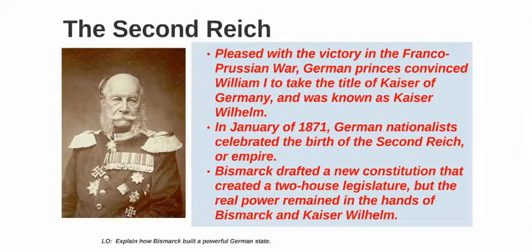And this leads us to the formation of the Second Reich. Pleased with the victory in the Franco-Prussian War, German princes convinced William I to take the title of Kaiser of Germany, and he was known as Kaiser Wilhelm. In January of 1871, German nationalists celebrated the birth of the Second Reich, or Empire. Bismarck drafted a new constitution that created a 2-house legislature, but the real power remained in the hands of Bismarck and Kaiser Wilhelm.